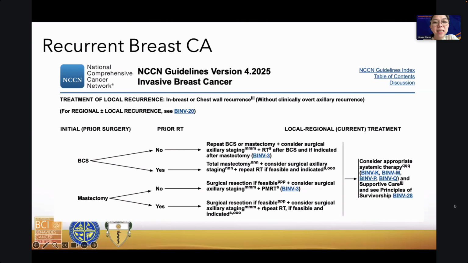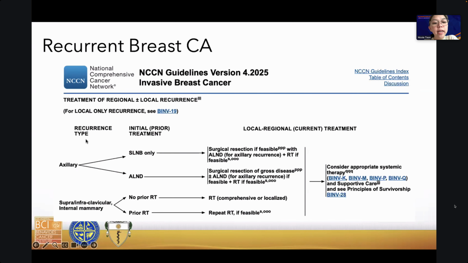Now, there are certain instances where they come in with a chest wall or axillary recurrence and it is inoperable, too bulky. Then we may consider giving preoperative systemic therapy to downstage that tumor, then resect it, and then send the patient for RT.